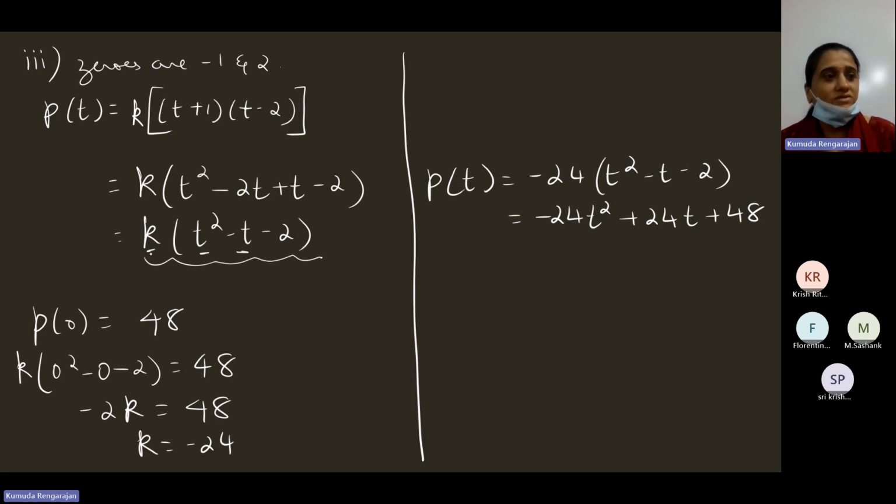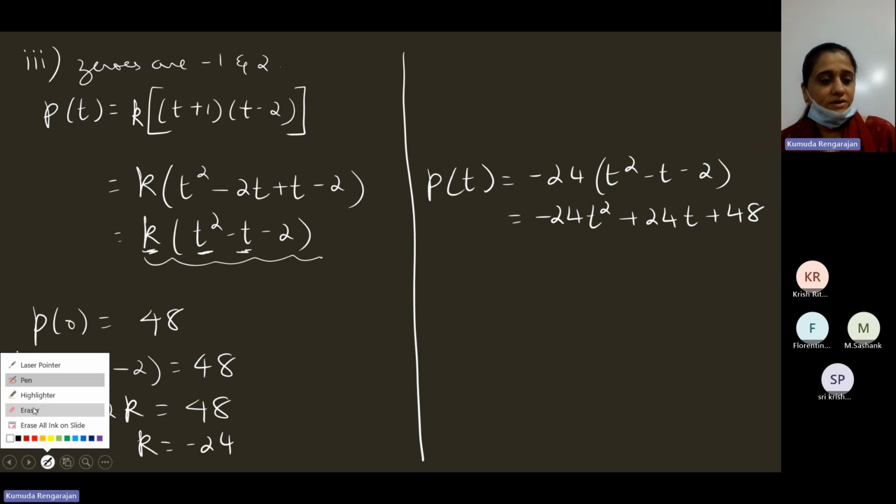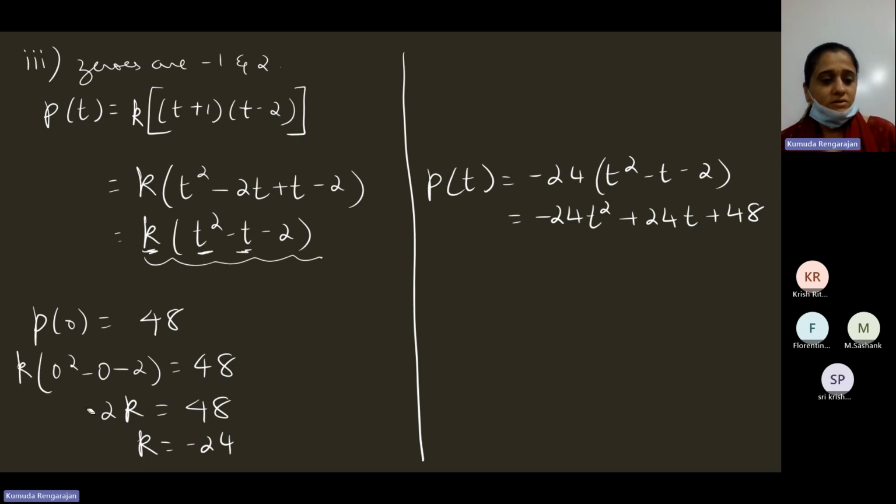Not where there is k. Wherever the variable t is, use 0. So write k as it is. 0 square minus 2 is equal to 48, right? And work this out. When you do this, you get the value of k.